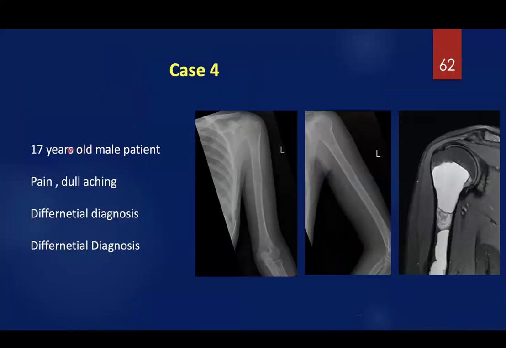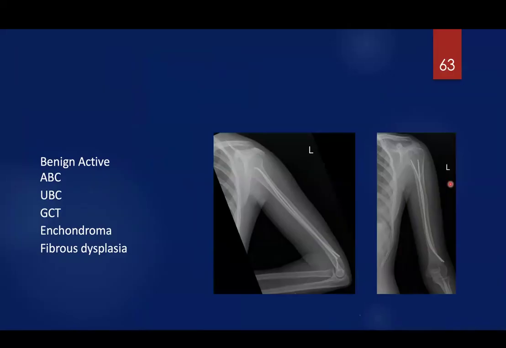So if you look at this patient, he's a 17 years old male patient, pain, dull aching. What is the differential diagnosis? So we're looking at this X-rays. This patient has a benign active disease. His MRI showed a very high signal intensity in T2, and this is typical of benign active disease, which is unicameral bone cyst. So the treatment of unicameral bone cyst, we always like to decompress.